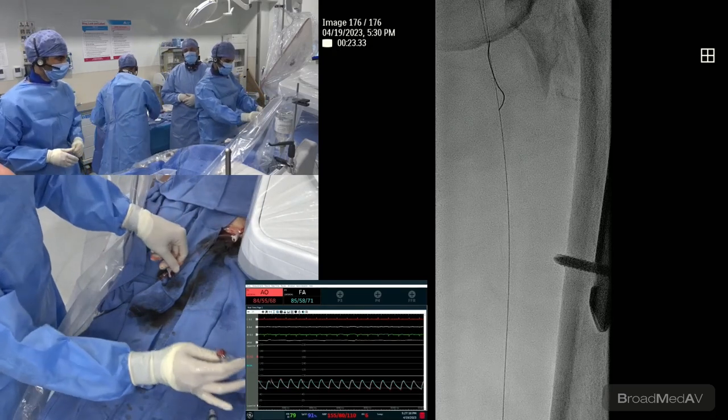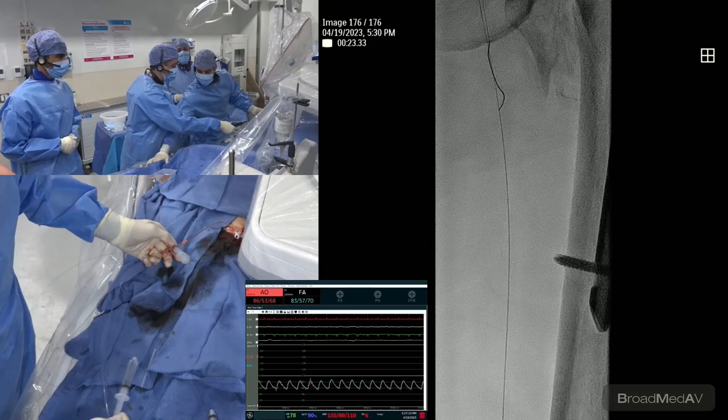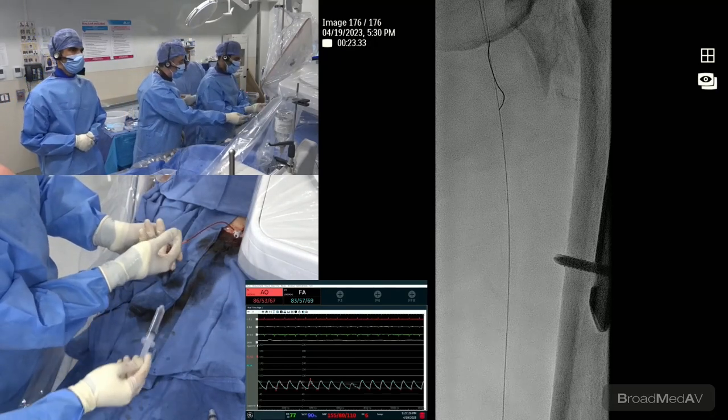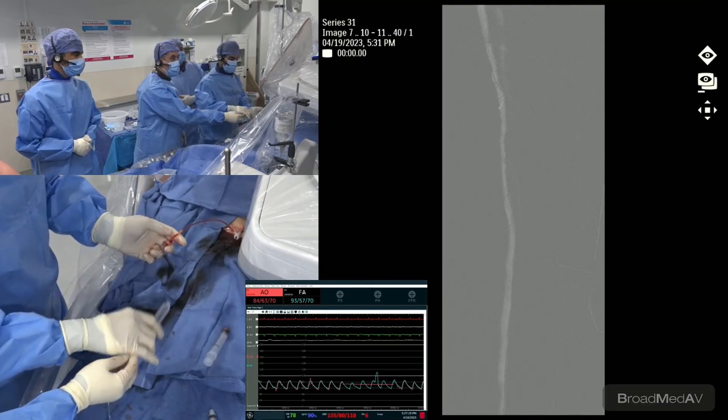Now it's normalized proximally. So let's do a picture here, guys. Let's see what we're looking at in that area. So the argument could be here, you fix two levels: you fix the iliac, you fix the SFA, leave him alone, and see how he does rather than do this.